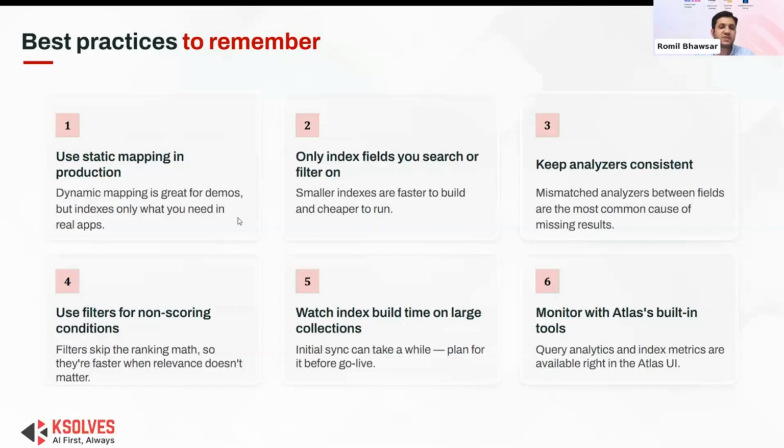So let's see the best practices to remember. The first thing is to use static mapping. In production, only index fields you search or filter on. Keep analyzers consistent. Use filters for non-scoring conditions, because filters skip the ranking math, so they are faster when relevance does not matter. Watch index build time on large collections. Monitor with Atlas built-in tools. MongoDB Atlas provides some tools to monitor our indexes and query performance.